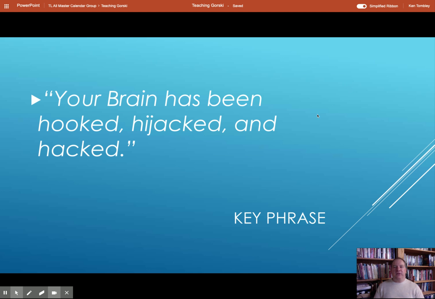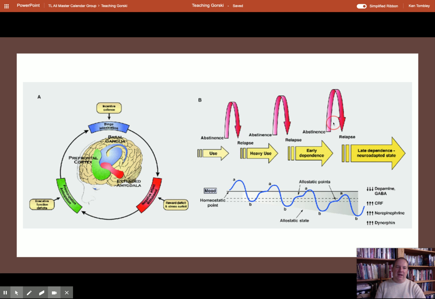So our key phrase, and there are several key phrases that we use to describe addiction and the recovery process. Here's one key phrase: your brain has been hooked, hijacked, and hacked. And there are some specific things that have taken place in the brain. So when you are working with someone that has a substance use disorder or an addiction, you'll find that what has happened is the brain has been hijacked. There are three primary systems that have been modified because of the substance use.